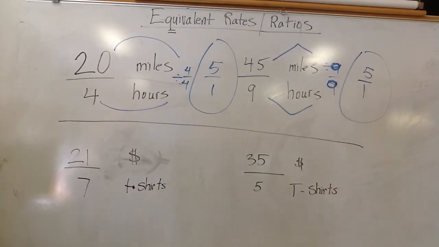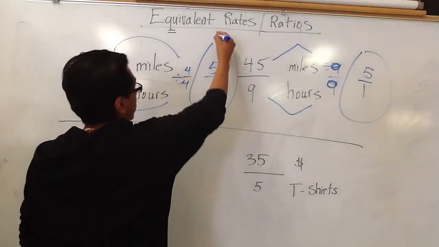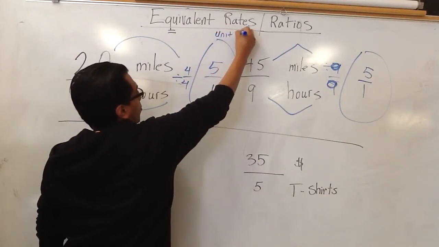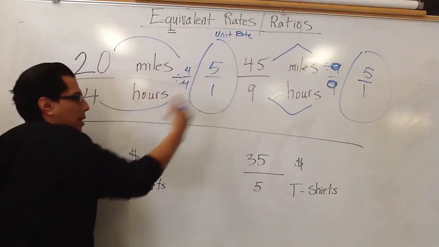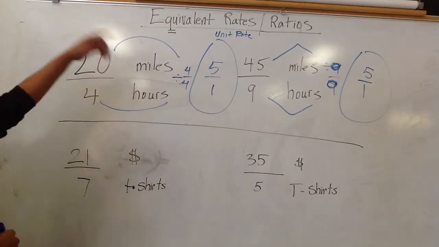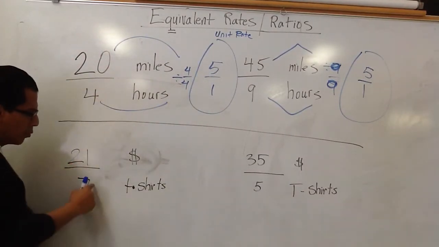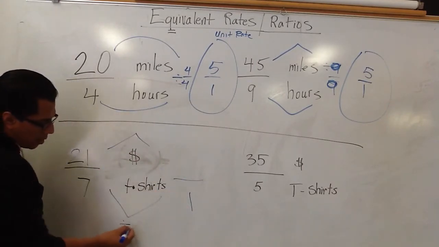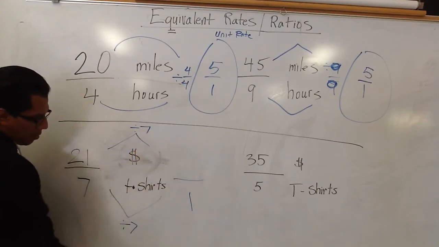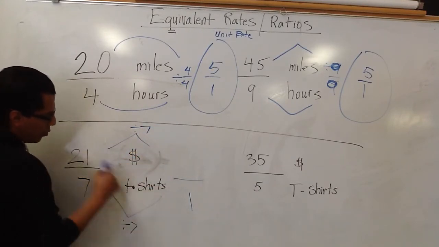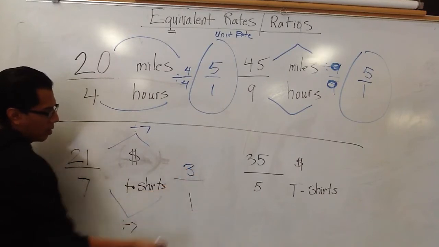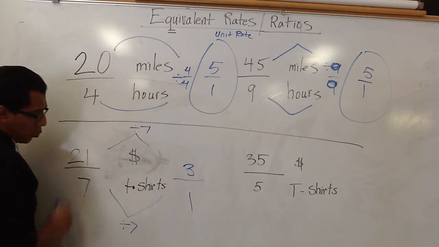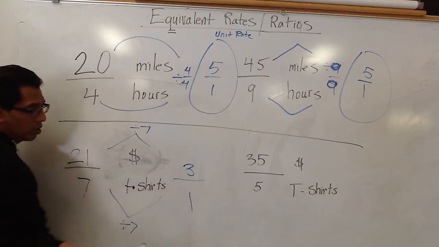So I would call this your unit rate method. You're taking them down to their unit rate. Let's try that again here. We're going to take this down to unit rate. That means we want to get this denominator down to 1. So how do I do that? Divide by 7. Right? 7 divided by 7 is 1. 21 divided by 7 is 3. That means $21 for 7 t-shirts. Well, if we were to simplify it, it would be for every $3 you can get a t-shirt.